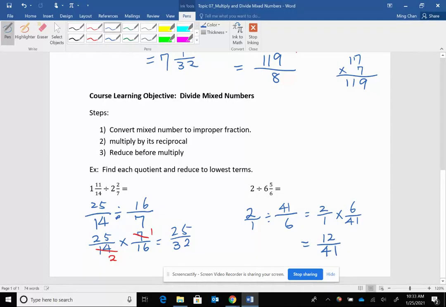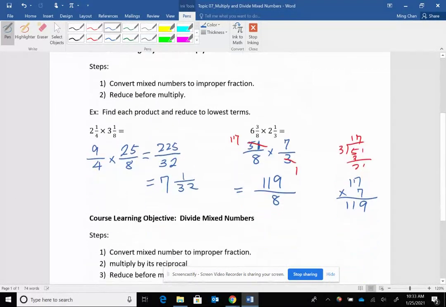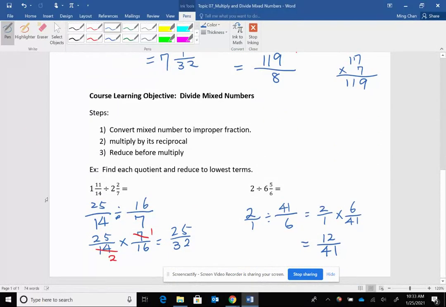Okay, so just real quick about multiplying and dividing mixed numbers. The very first thing you've got to do is convert your mixed number into an improper fraction. Then for multiplication of mixed numbers, you just reduce before you multiply. For division of mixed numbers, once you convert into improper, you have to say times the reciprocal before you can reduce and then multiply.